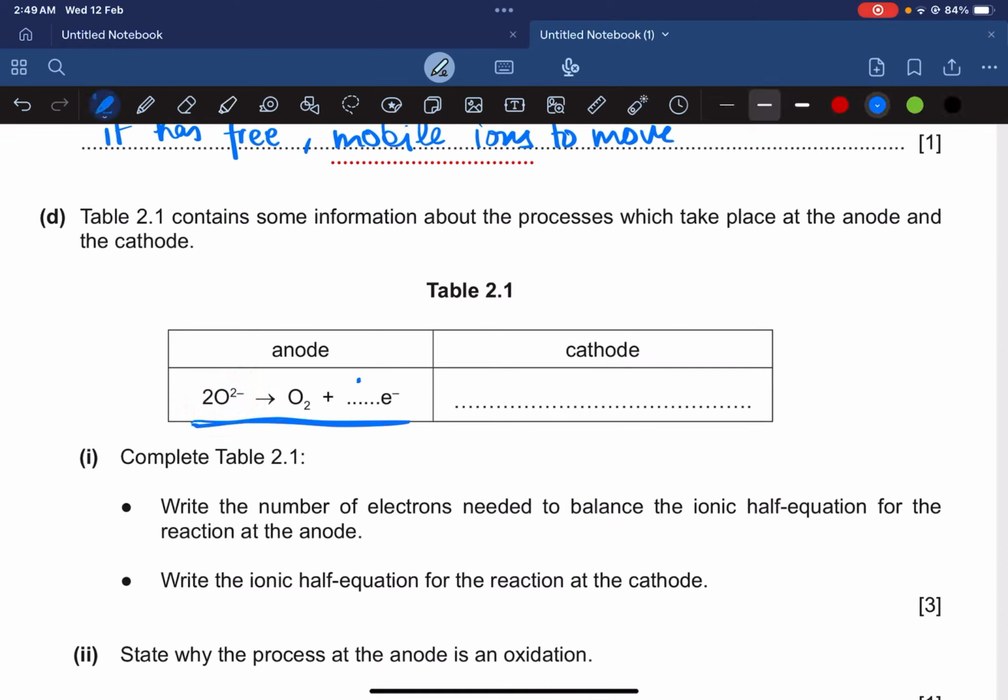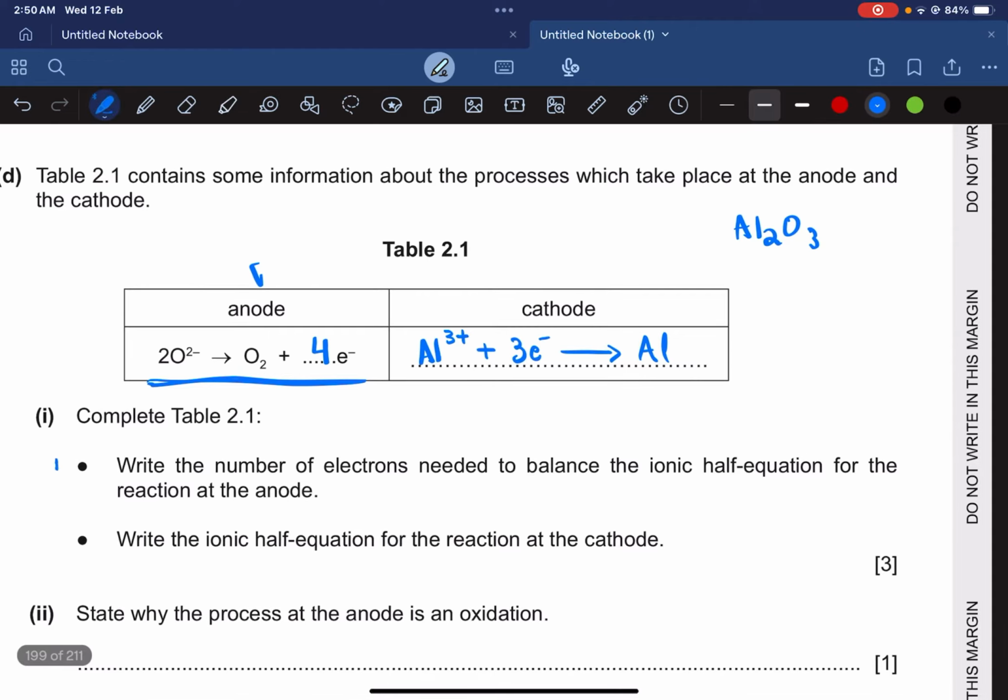And at the cathode, obviously if at the anode we're getting oxygen from bauxite, which is Al2O3, at the cathode we're going to get aluminium, so Al3+, and we're going to add 3 electrons to it and form aluminium, which is going to be Al. Let's move on to the next question. Write the ionic half equation for the reaction at the cathode. We're done with these two.